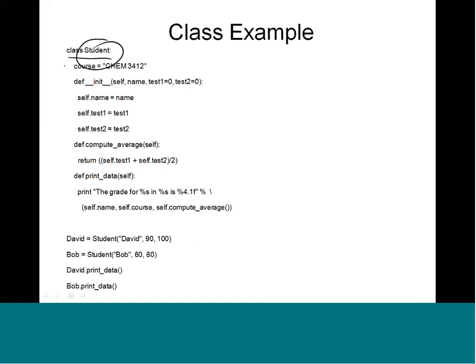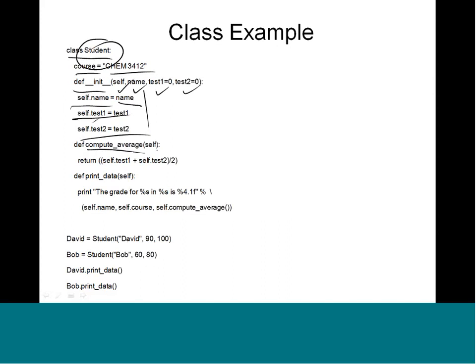Here we define a class called student. The student has various attributes. One is the course, which we define as chem3412, and then we define several functions. The first one is the underscore init underscore. Here we give self, name, test1 equal to 0 and test2 equal to 0, some initial values. Self name is the name that we assign. Self test1 is just called test1, and self test2 is also another test, test2.